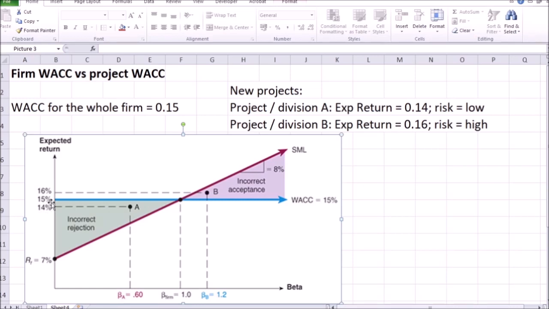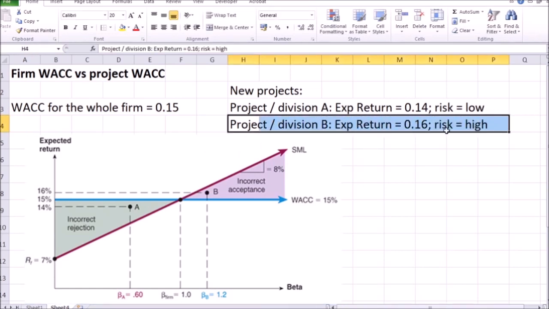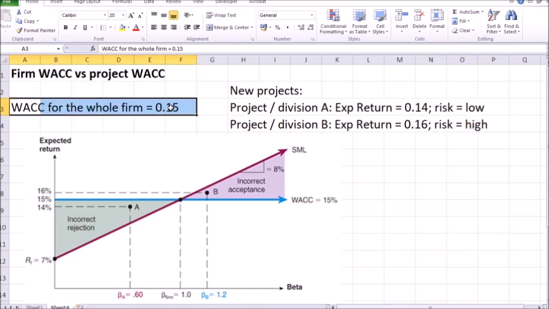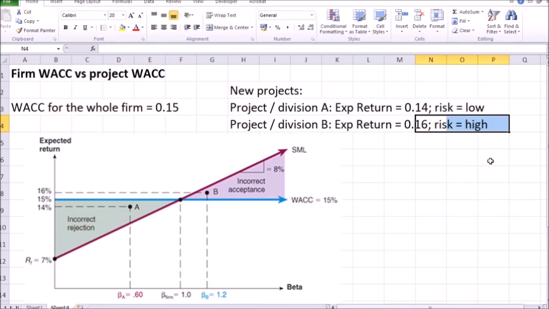And on the other extreme, we might have project B with relatively high risk and expected return on investment of around 16%. If I simply compare this expected return with the weighted average cost of capital without considering the risks of this particular project, I might incorrectly go ahead with the project if I don't appropriately adjust the weighted average cost of capital somewhat higher to account for higher risks.